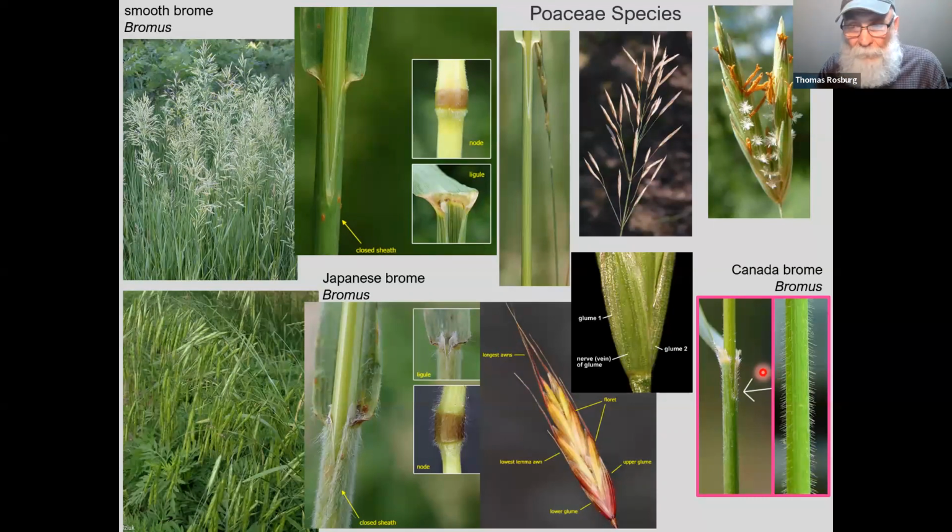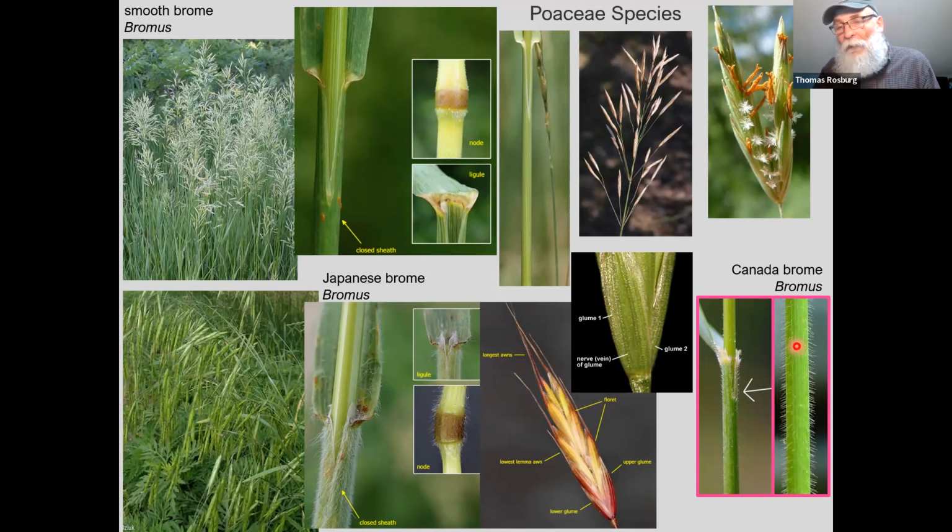But you can see the difference here, again. Here's a closed sheath. The difference is that smooth brome has sheaths that are pretty much glabrous. There's no hairs. We don't see any hairs on this sheath right here. Here's another sheath where I'm showing more of the sheath. I don't see any hairs really on it either. And the sheaths here have a very distinct amount of hairs.